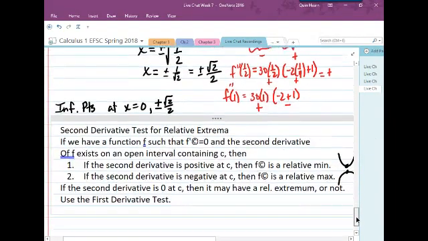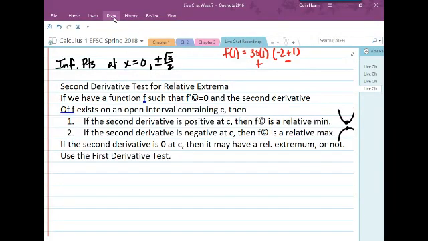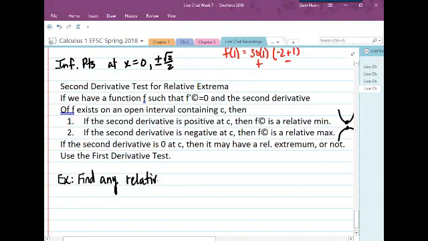So let's see if we can apply this idea to an example. All right, so let's use the same function that we did in the previous example. And what we're going to do is find any relative extrema of f of x equals negative 3x to the 5th plus 5x cubed.